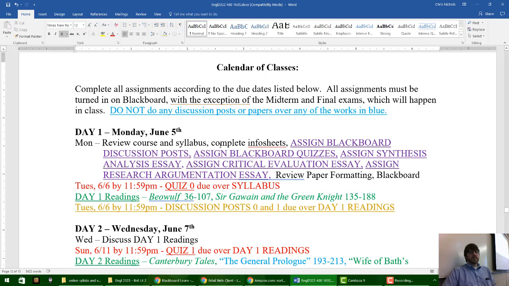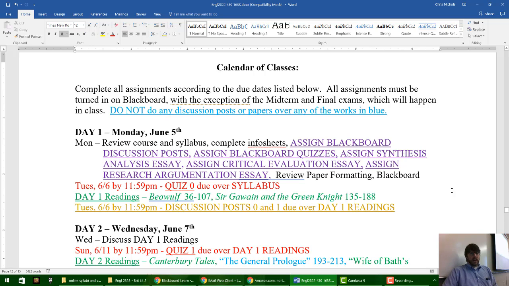Review the course and syllabus, complete info sheets. What are those? We don't have those yet. I'll assign Blackboard discussion posts, the Blackboard quizzes, the synthesis analysis essay, the critical evaluation essay, and the research argumentation essay. So there will not be huge discussions of how to do each one of those today. I'll just be telling you the description and showing you where the sample essays are. I'm also going to review paper formatting and talk about Blackboard a little bit.